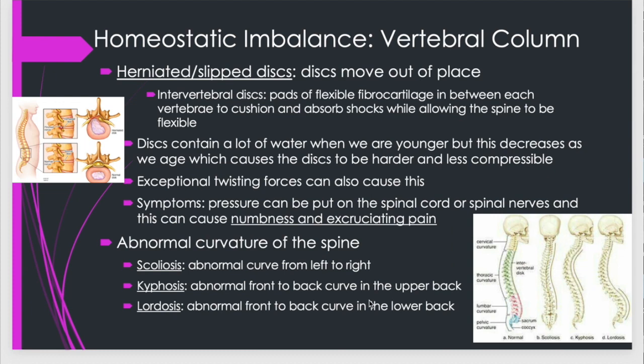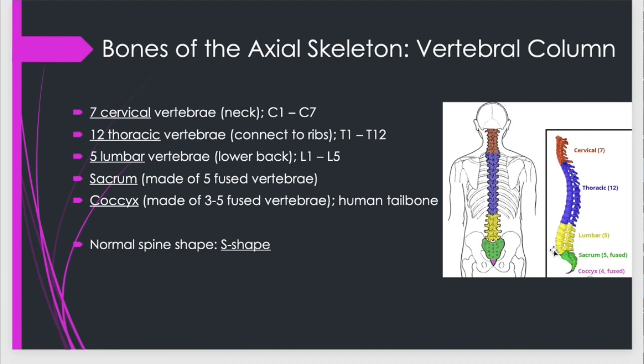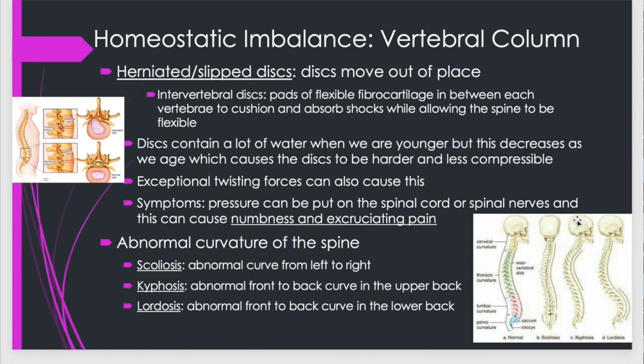There are some issues while we're talking about the spine that we're going to talk about. One would be a herniated disc or a slipped disc. In between the vertebrae, you can't really see them from this diagram too much, but these little thin lines that you see in between here, those would be discs. Those discs are like little cushions, like little shock absorbers. We call them intervertebral discs. They are kind of flexible. They're made of fibrocartilage, and again, you have them in between each vertebra in your spine.